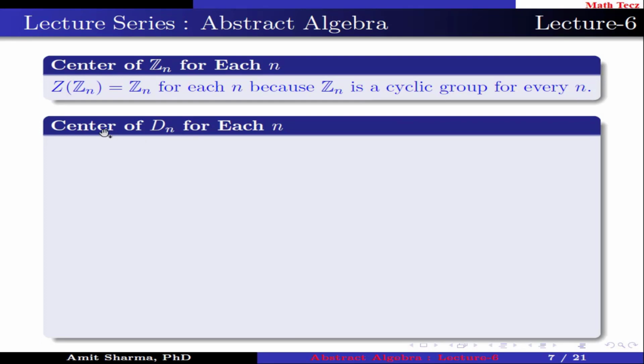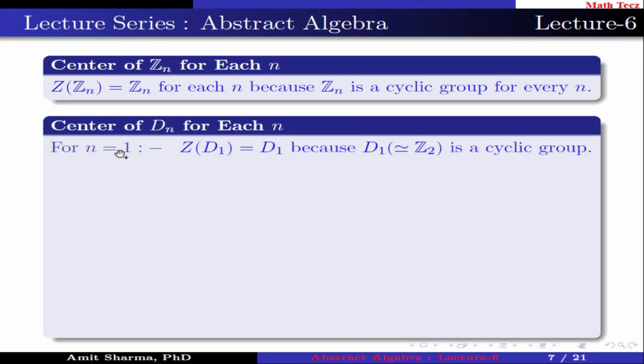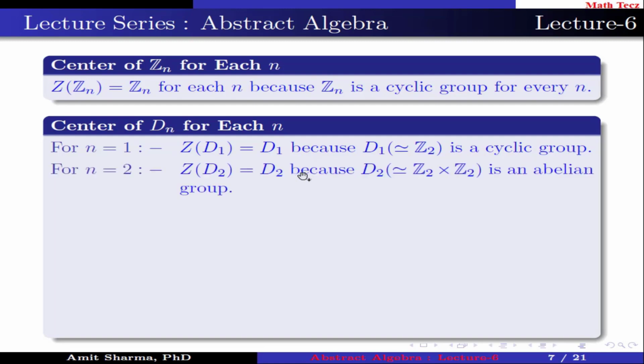Next is the center of Dn for each n. For n equal to 1, the center of D1 is equal to D1, because D1, which is isomorphic to Z2, is a cyclic group. For n equal to 2, the center of D2 is equal to D2, because D2, which is isomorphic to Z2 cross Z2, is an abelian group.